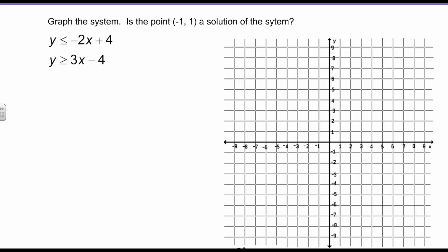So in this case, I have two equations I'm going to have to graph. First one being y is less than or equal to negative 2x plus 4. So I'm going to go up to 4. Slope of negative 2, down 2 over 1. Since it's equal to, I can use a solid line.